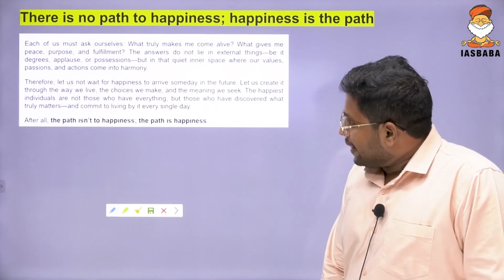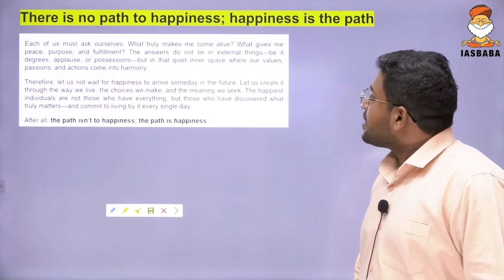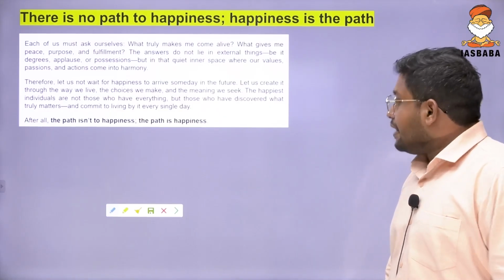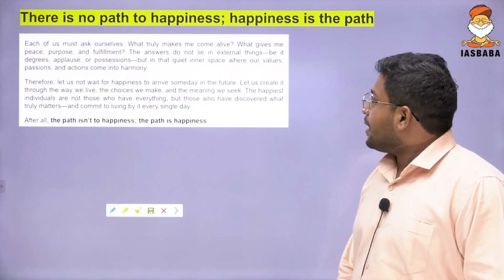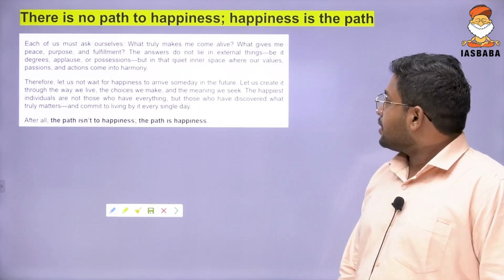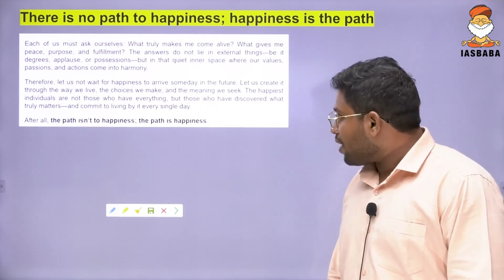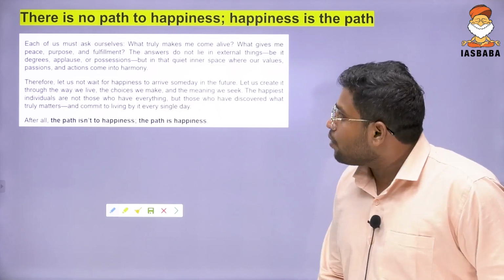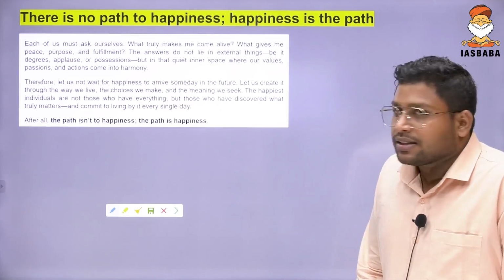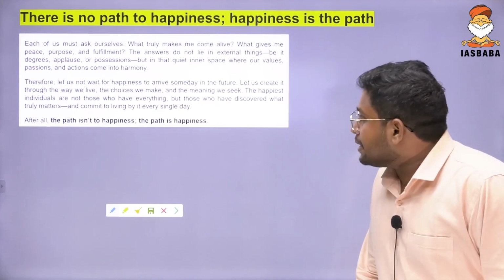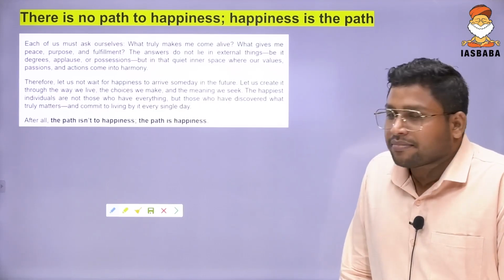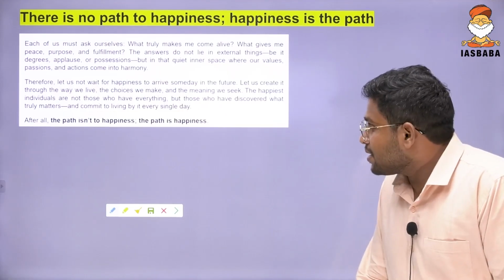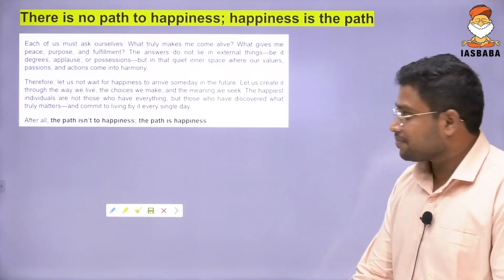Therefore, let us not wait for happiness to arrive someday in the future. Let us create it through the way we live, the choices we make and the meaning we seek. The happiest individuals are not those who have everything, but those who have discovered what truly matters and commit to living by it every single day. After all, the path is not to happiness, the path is happiness.